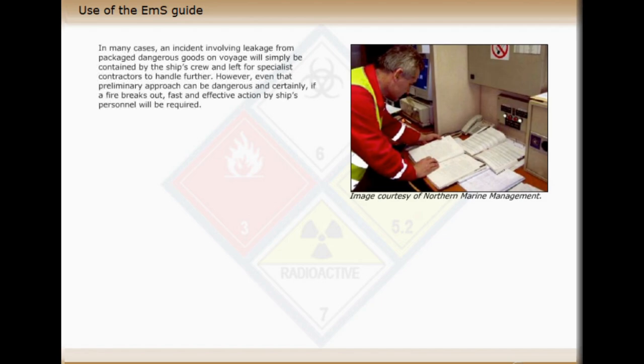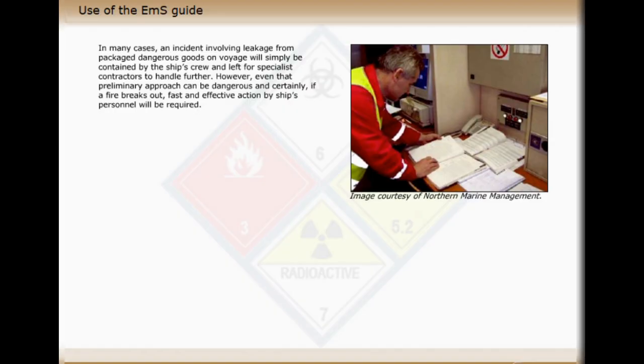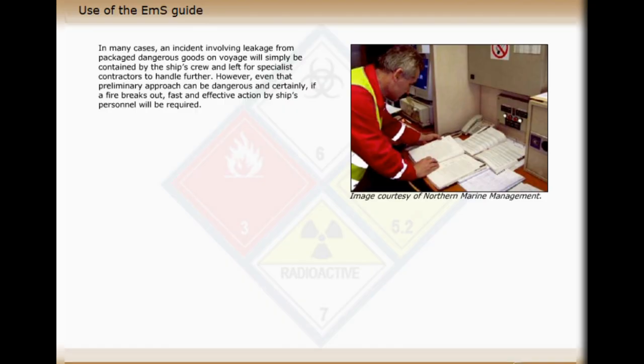In many cases, an incident involving leakage from packaged dangerous goods on voyage will simply be contained by the ship's crew and left for specialist contractors to handle further. However, even that preliminary approach can be dangerous, and certainly if a fire breaks out, fast and effective action by ship's personnel will be required.